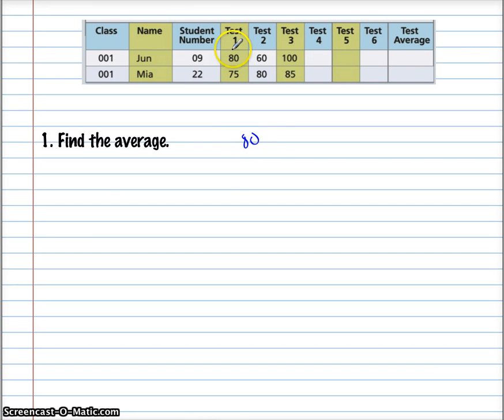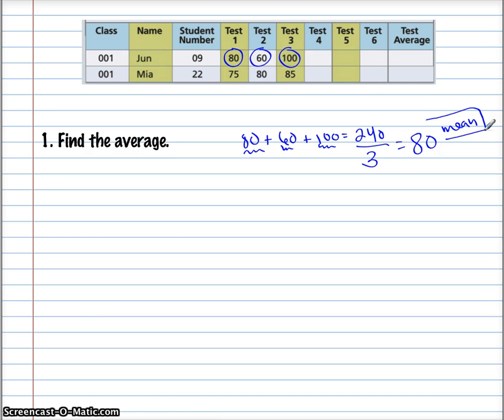80, that's this number, plus 60, that's this number, plus 100 equals 240. That 100 was right here. I'm going to divide it by the three numbers I added up, 1, 2, 3, which equals 80. This is my average. This is my mean. Remember, in mean absolute deviation, or MAD, I need this number, and I'm going to use this number a lot. So first thing, find the average.